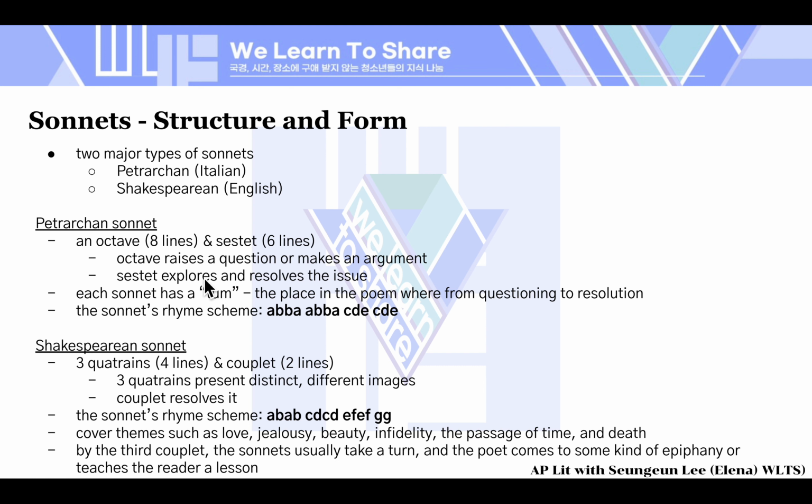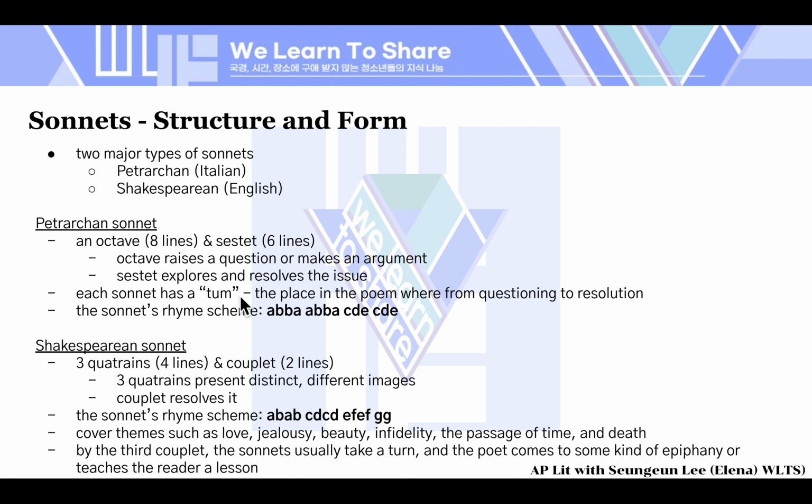And each sonnet has a turn, which is a place in the poem where it moves from questioning to resolution. Remember that this Italian sonnet has an octave, which asks a question, and then the sestet is what explores and resolves the issue. So it has a turn from questioning to resolution, and the rhyme scheme would be ABBA, ABBA, CDE, CDE. When I needed to remember this, I kind of sang it like a song: ABBA, ABBA, CDE, CDE. So you can follow that if it helps.